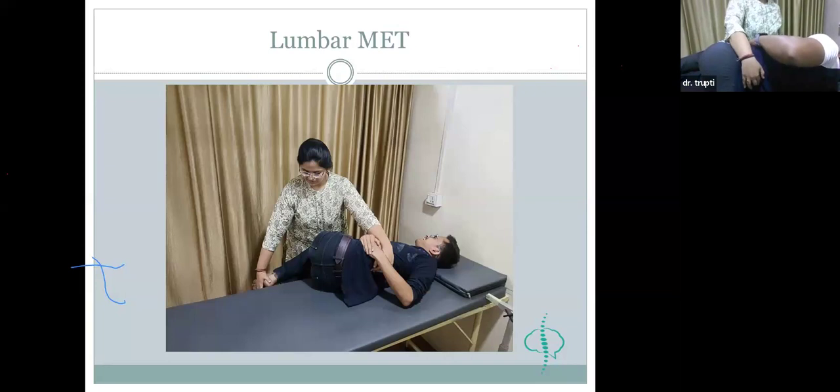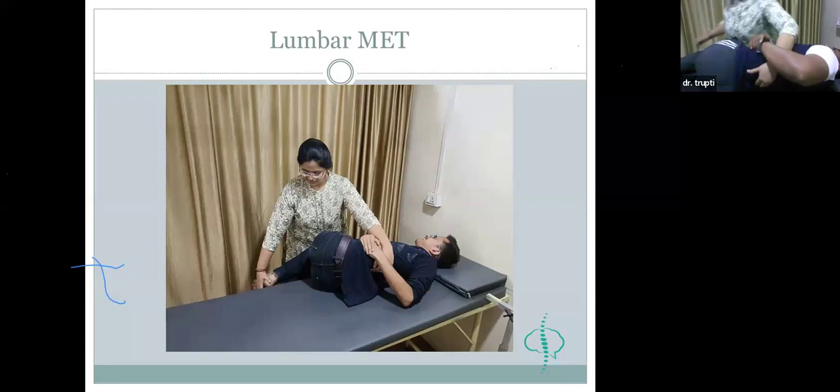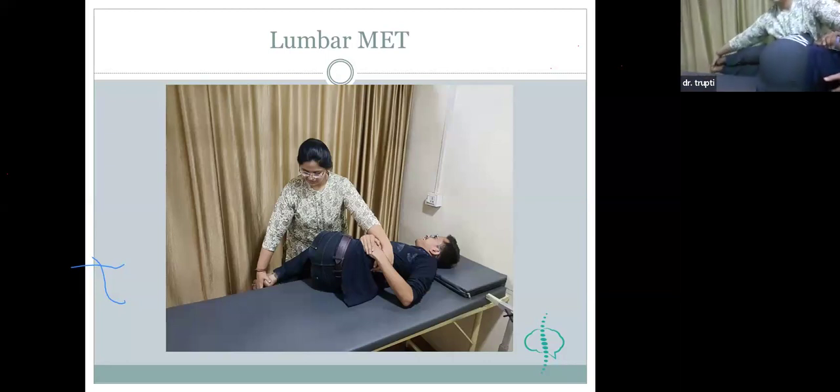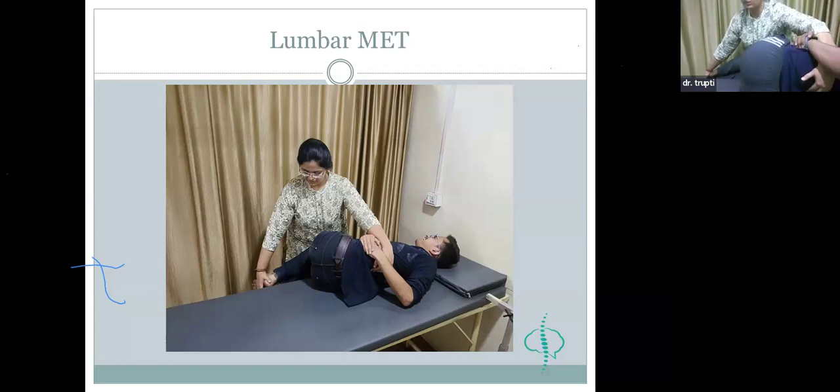I will lock all the above segments by pulling the patient in a bit of flexion and rotation. With another hand, I'll drop all the below segments by flexing the knee and bringing the leg down. So here now I can feel movement in my hand above here. I will ask the patient to press it down.